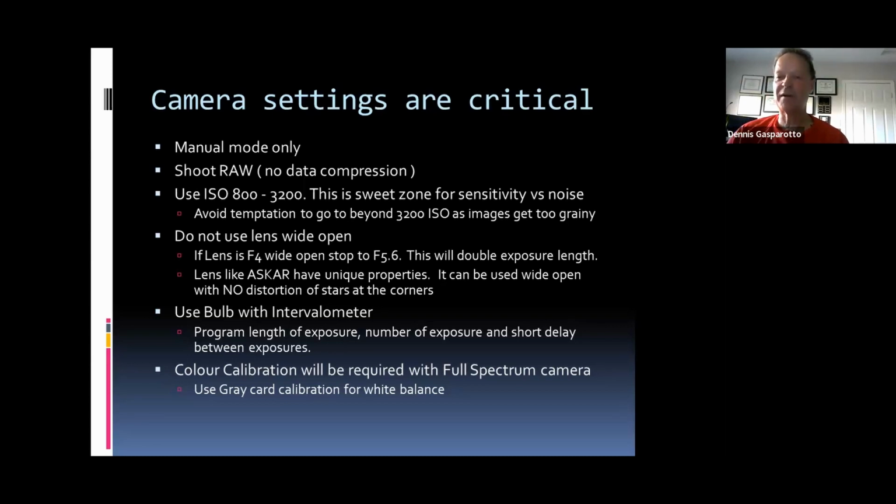If you have a full spectrum camera, keep in mind the colors are going to look weird potentially. So you're going to have to do some color calibration in advance of photographing. Make sure that you have a gray card recorded in your custom white balance in your camera. Because if you don't, you're going to have to process them, and it could be difficult processing the color properly.